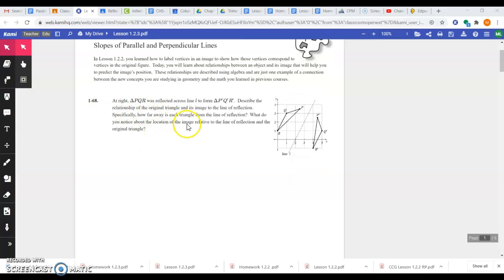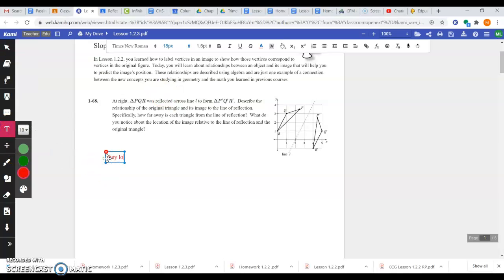In 168, we're looking at this image to the right, and it's just saying, what do you notice about the image and the line of reflection of the original triangle? What I notice is that the triangle has been reflected over the line of reflection.